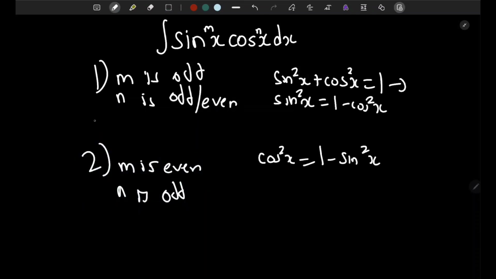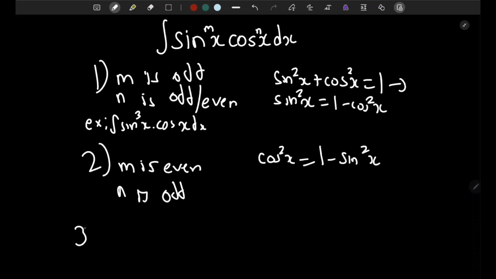So here we could have an example of the integral of sine to the power of 3 x multiplied by cosine to the power of 2 x dx, or this could be 3. So it could be 2 or 3, it doesn't matter, odd or even. And for this one you get the idea, I don't need to explain this, it's pretty basic stuff.